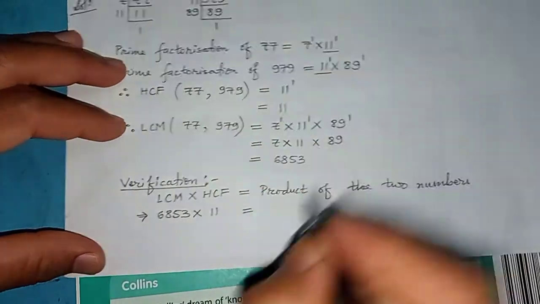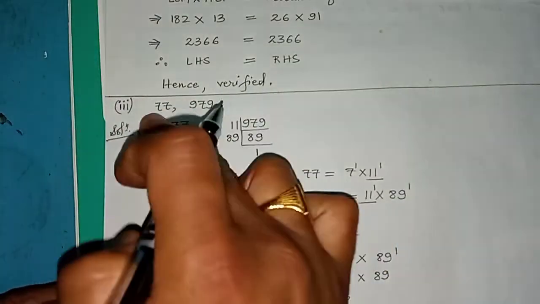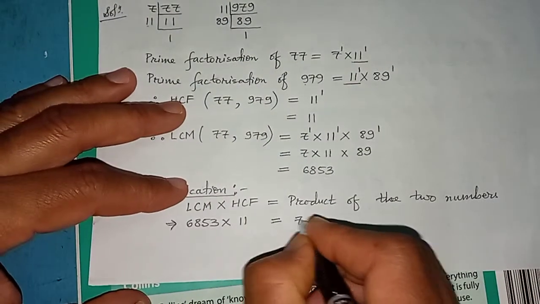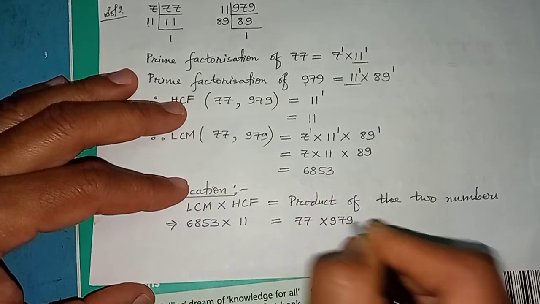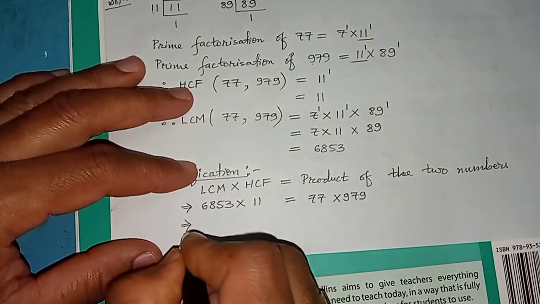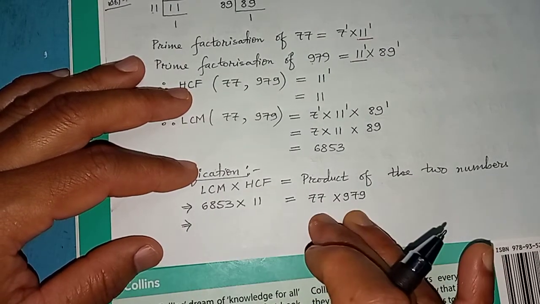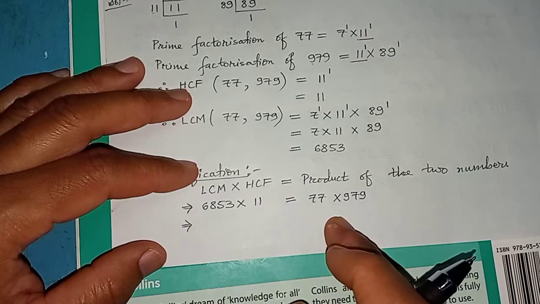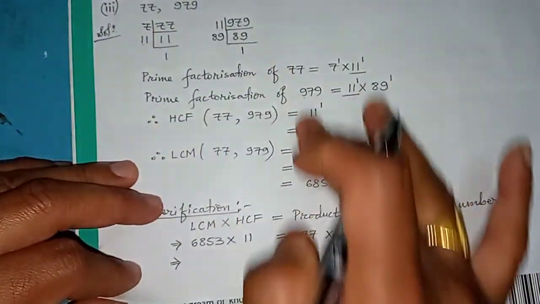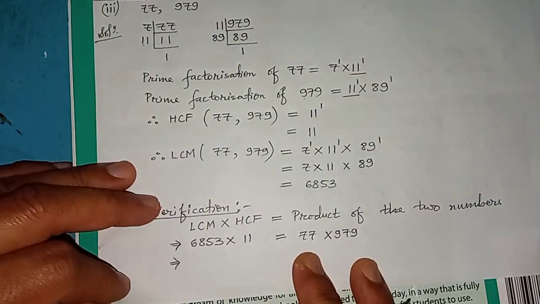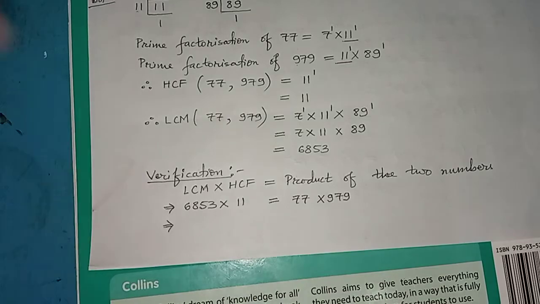And the product of two numbers means the product of these two given numbers. This is 77 into 979. So what to do is just multiply these two and these two in rough, and write the values here. And those two values should match. It should come equal. If your whole process is correct, the whole sum is correct, and you have solved the sum correctly, then the product should be equal. So let's multiply now.